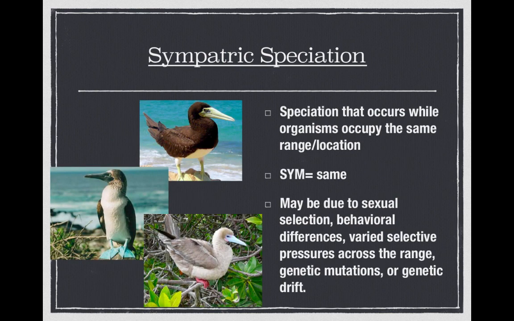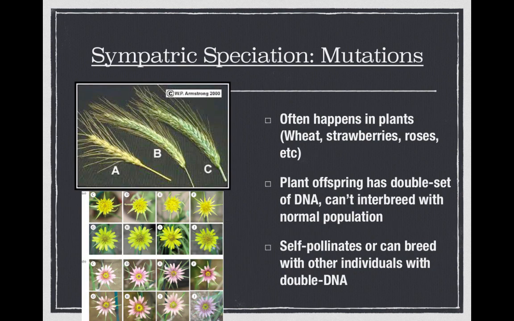The other type of speciation is what we call sympatric speciation. That prefix sym means the same, so think like synonym. I know it's sym and syn, but they're the same. This is where speciation occurs while the organisms are in the same range or location. Oftentimes this is due to sexual selection, behavioral differences, varied selective pressures across a range, genetic mutations, or something called genetic drift. So let's take a look at a couple of these.